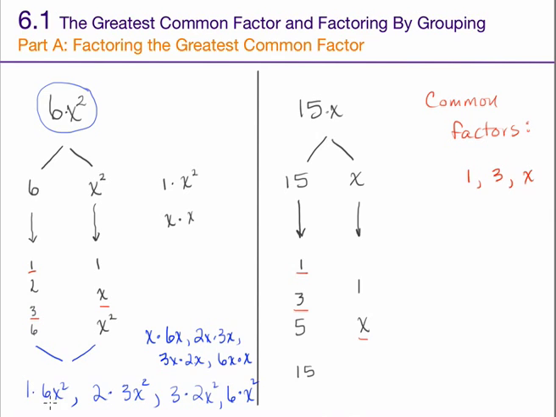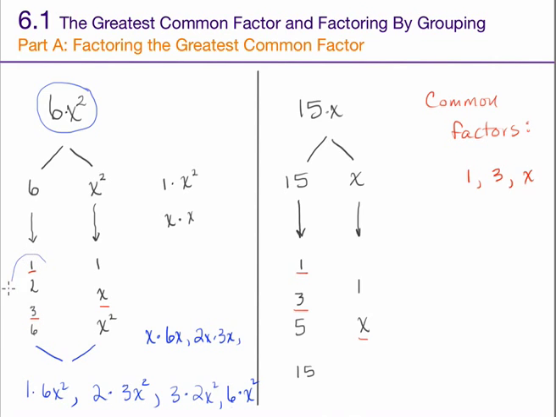In this list down here, I don't have any duplicates. 1 times 6x squared is different from 6 times 1x squared. In this list, or group, I do have some duplicates. X times 6x is the same as 6x times x by the commutative property of multiplication. And 2x times 3x is the same as 3x times 2x by the commutative property of multiplication.